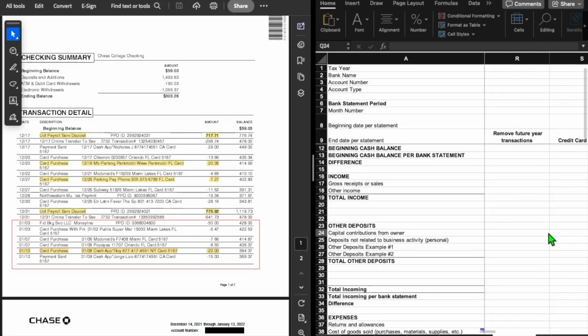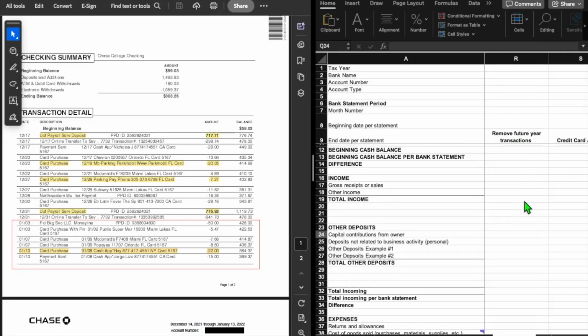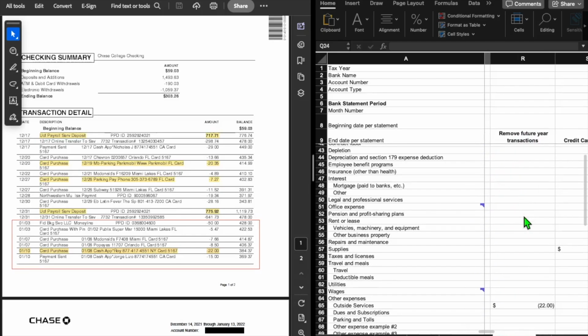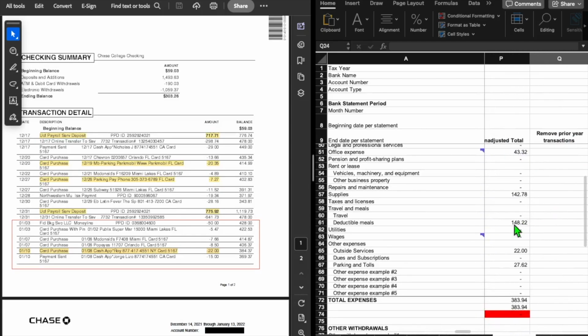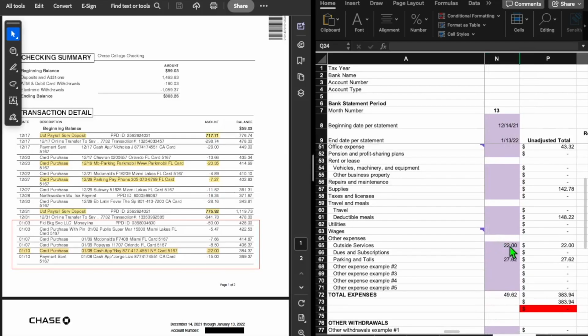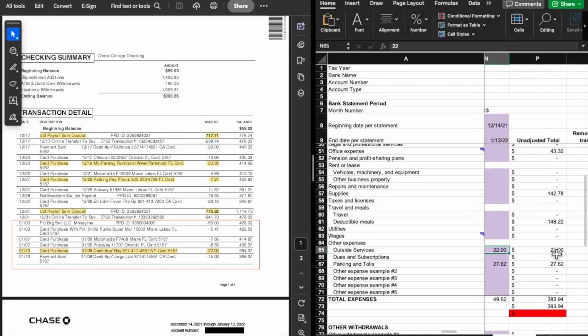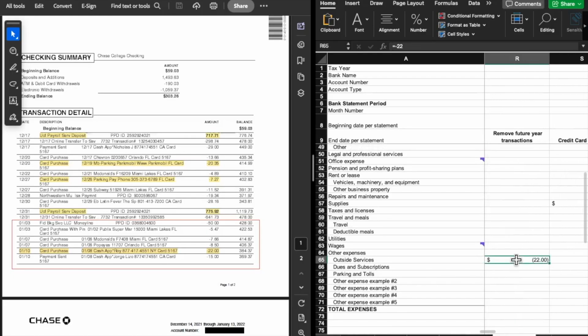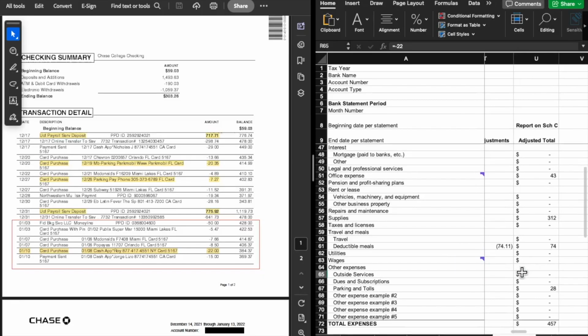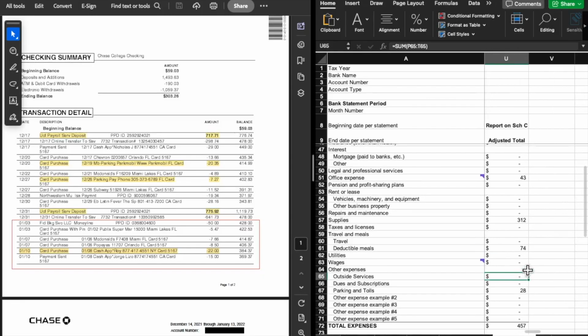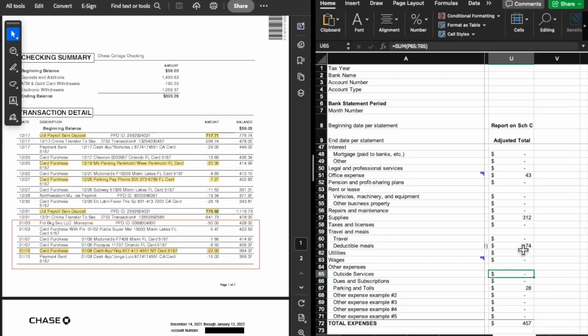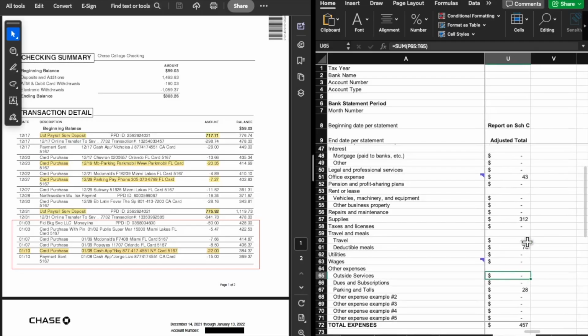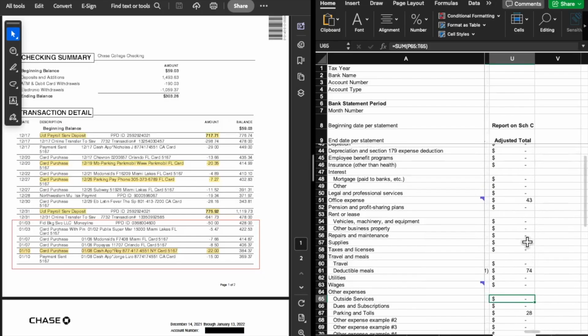So we're going to go here to our remove future year transactions. We're going to go to where it says outside services. So here is where we recorded the expense. It's part of our unadjusted total. And then we're going to want to remove it by making it a negative number. And then as you can see, outside services becomes $0. And so that completes our Excel summary for our business for tax year 2021.